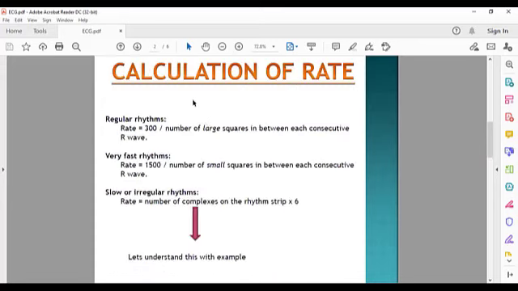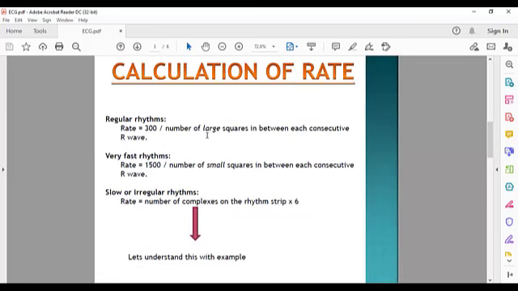So calculation of heart rate depends upon two things. There are two different methods of calculation: one for a regular rhythm, and one for an irregular rhythm. For a regular rhythm, where every QRS wave is coming at a regular interval, there are two formulas. One is 300 divided by the number of large squares in between each consecutive R wave.